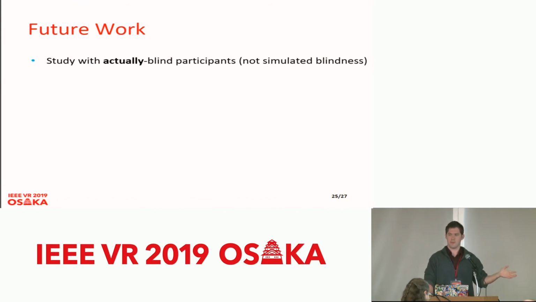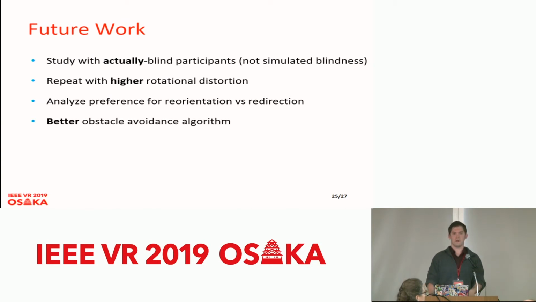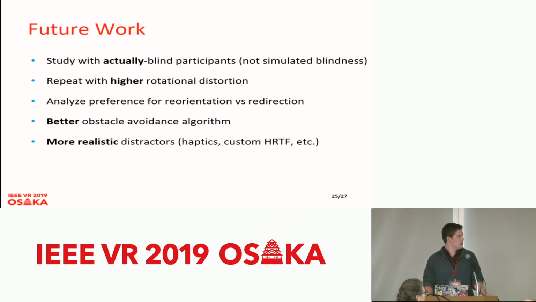In terms of future work, we would like to redo the study with actually blind participants. This would be a great next step, possibly with a higher rotational distortion. We would like to further analyze this preference for reorientation versus redirection. We could, of course, improve our obstacle avoidance algorithm, which right now was very greedy. And finally, we can use more realistic distractors, for example, haptic distractors.